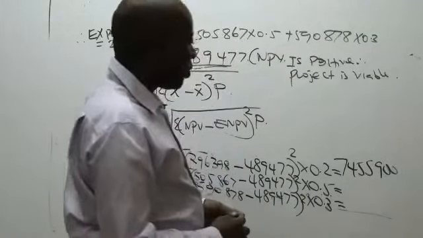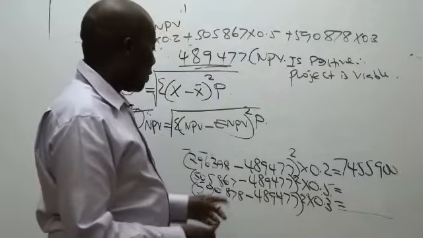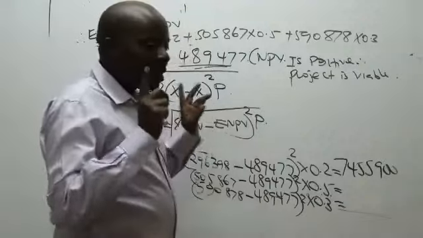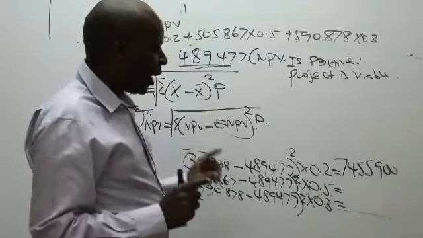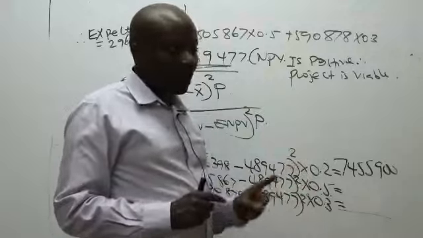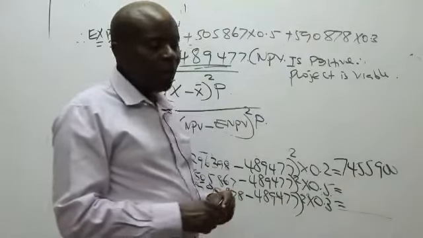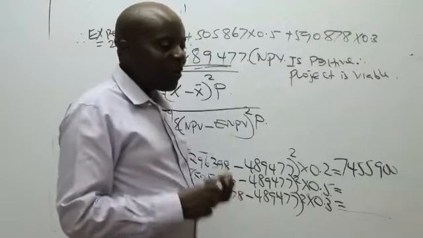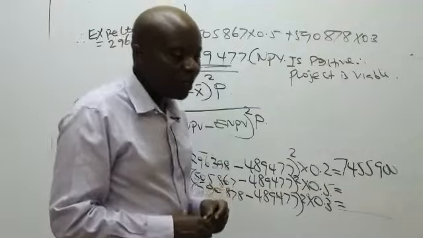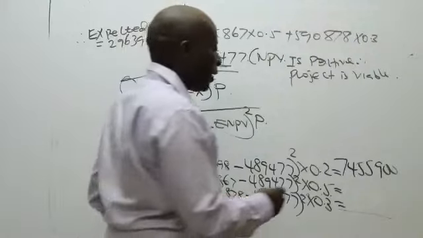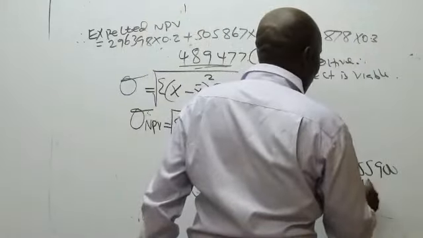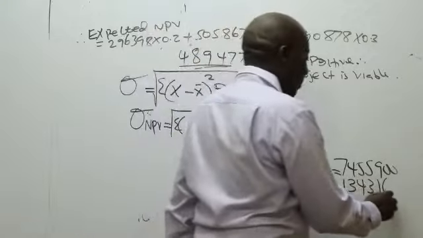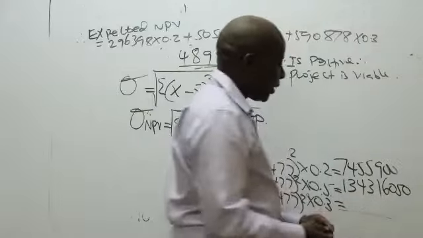How about the second one? You take this minus this, say equals first, and then you say squared. Whatever you get there, you multiply it with 0.5. What are we getting there? Somebody help me out, please. 13,431,6050. A beautiful number. How I wish I could get this kind of money.